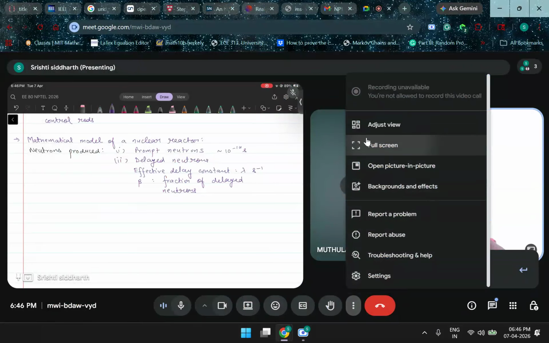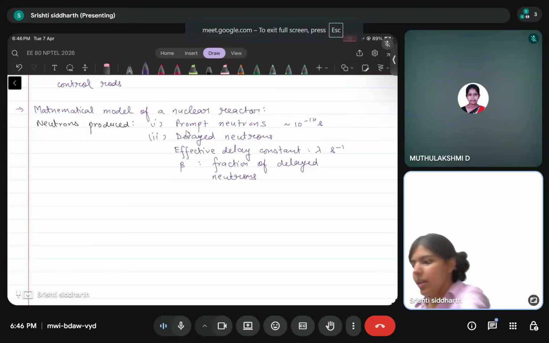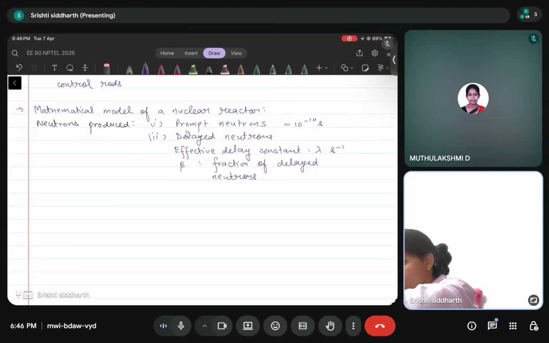So there are two types of neutrons. First is the prompt neutrons, and then we have the delayed neutrons. If we are talking about the fraction of the delayed neutrons, it's beta. And this means that the fraction of prompt neutrons would be 1 minus beta, right?